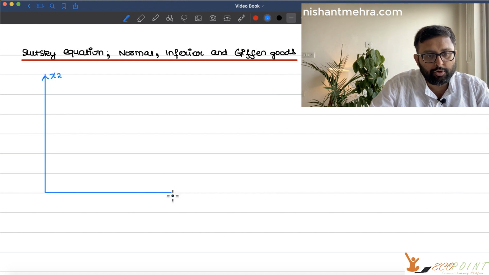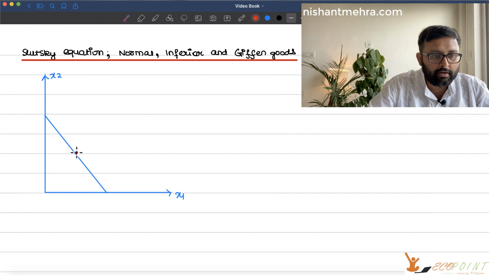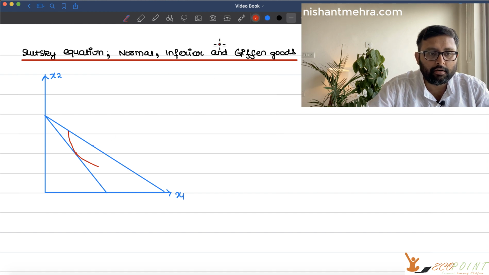So you have good 2 here, you have good 1 here, you have the original budget line. On this original budget line, this is what your demand is, right? The price of good 1 has fallen, and the demand also changes like this. Let's say E1 is my initial equilibrium, E2 is my final equilibrium. So what can I write?